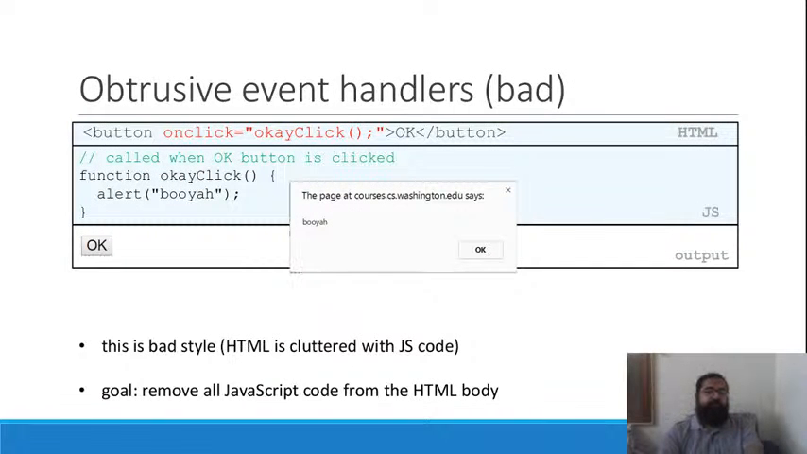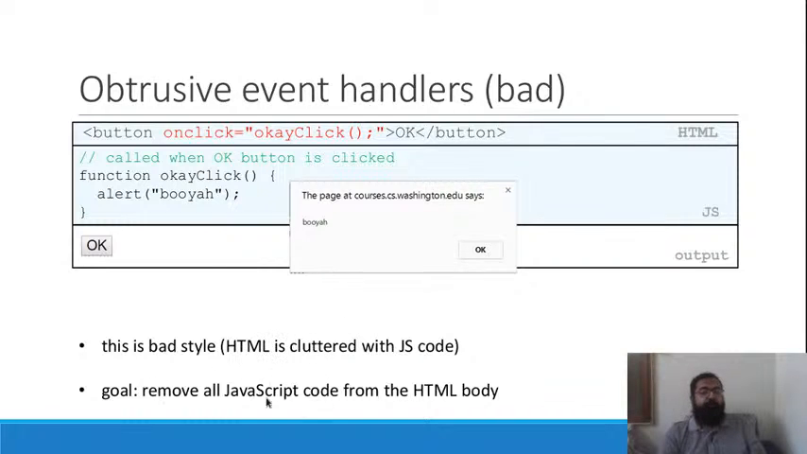So if you write it this way, then you are essentially writing the JavaScript inside the HTML itself, with, say for example, button onclick equals okClick. So you are going to call the function okClick when the button is clicked, and the alert in that function okClick says booyah, okay. So it says something, and this actually is a bad style. The HTML is cluttered with the JavaScript code, okay. So this is not a very good way to write your JavaScript in the HTML, okay.